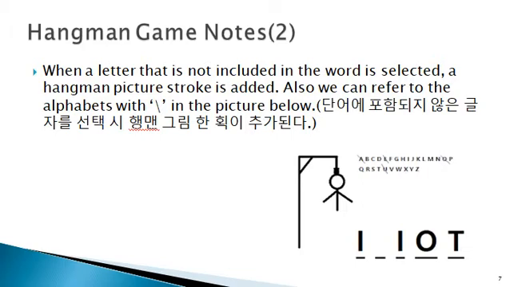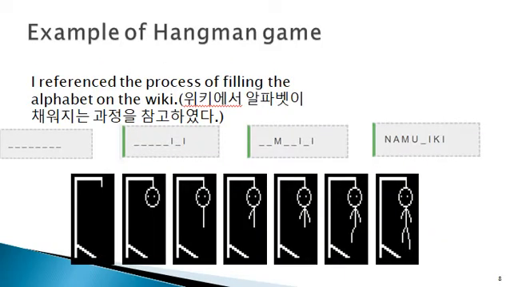Now let's talk about Hangman Game Note 2. When a letter that is not included in the word is selected, a hangman picture stroke is added. Also, we can refer to the alphabets with this letter in the picture below. I got some pictures as examples of Hangman Game. I referenced the process of filling the alphabet on the wiki.